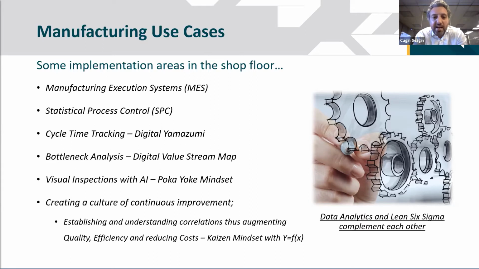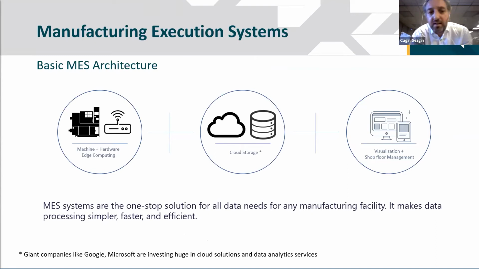So maybe you recognize I said Lean Six Sigma a lot. Data analytics and Lean Six Sigma complement each other. They are coming together and developing a high synergy. And these two methods, with support of data analytics, can augment the results, your KPIs, and you can solve huge problems with these two techniques. So let's try to go one by one for some of them.